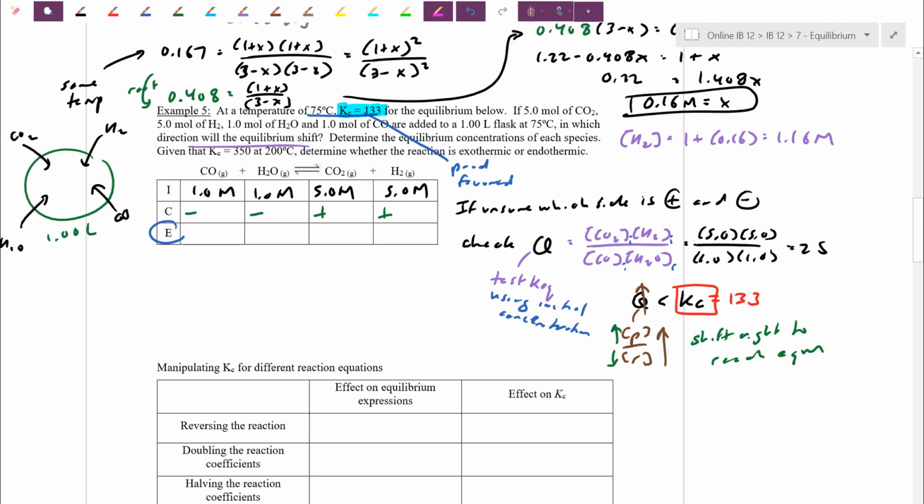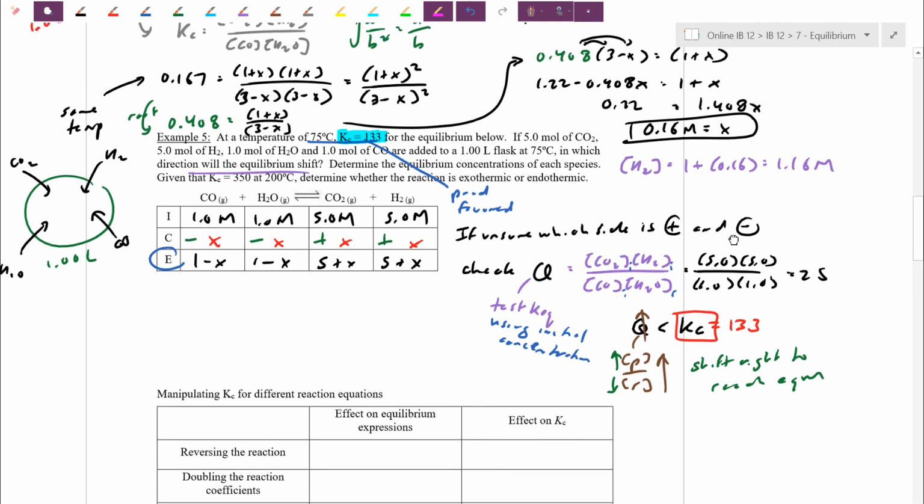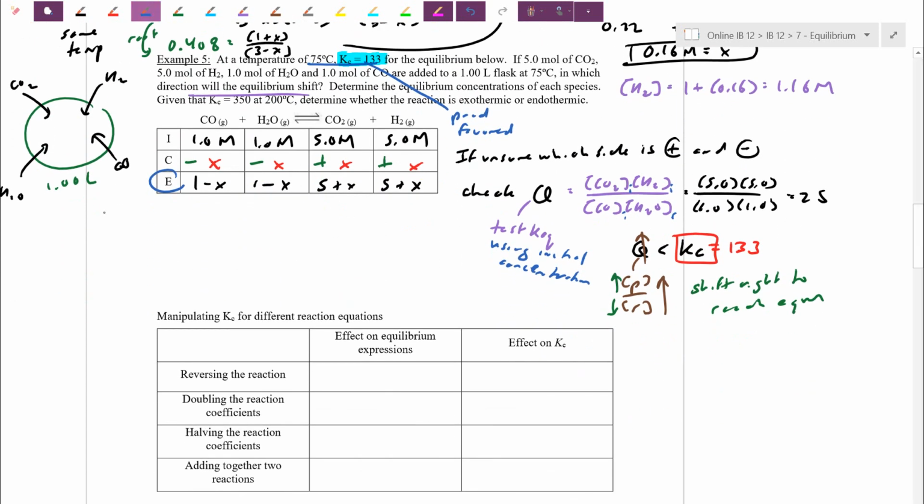In this case, we're not given any information for equilibrium, so let's just call it X. Nicely, the change line follows a mole ratio, so X for all of these. When you have the first 2 lines, you just do the math: 1 minus X, 1 minus X, 5 plus X, 5 plus X. So I predicted which way it shifts. Now we're ready to do the math from earlier. At equilibrium, it should be 5 plus x times 5 plus x, divided by 1 minus x, 1 minus x.